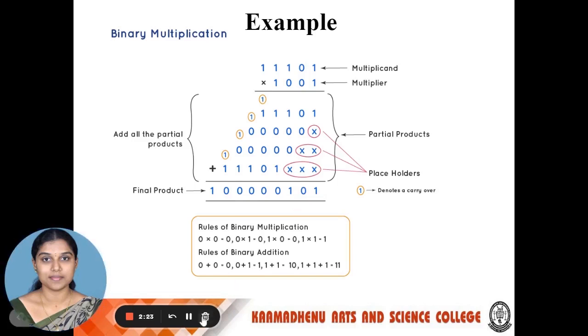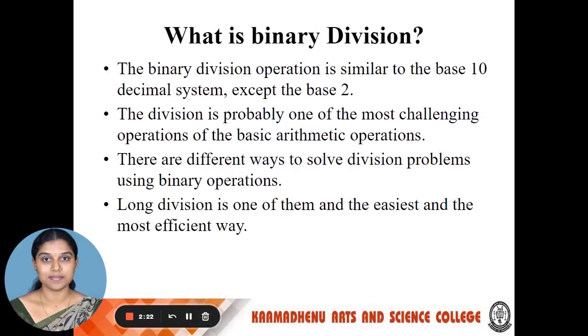Okay, the next one, binary division. The binary division operation is similar to the base 10 decimal system except the base is 2. Division is probably one of the most challenging of the basic arithmetic operations. Generally, when we do division with integers, it can sometimes be difficult for us. But here in binary operations, we are going to use different ways to solve division problems.